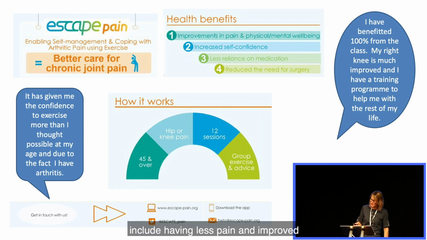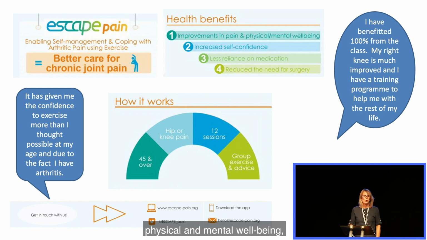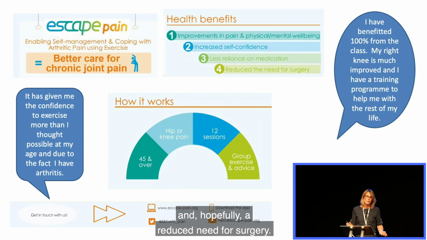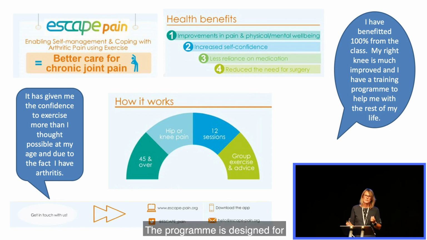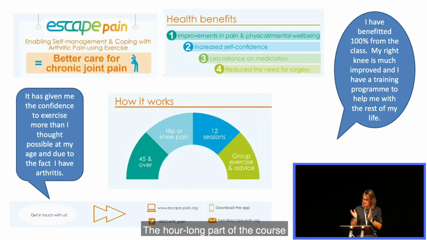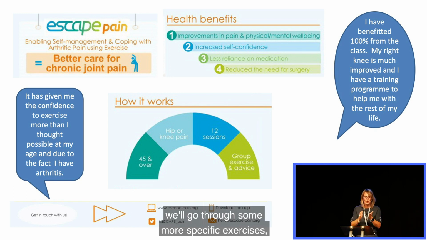Health benefits that are reported include having less pain, an improved physical and mental well-being, increase in self-confidence, less reliance on medication, and hopefully a reduced need for surgery. The programme is designed for the over 45-year-old population, and it's run over a 6-week period with twice-weekly sessions equaling 12 sessions in total. The hour-long part of the course has 20 minutes where the group will go through a discussion topic that is relevant to osteoarthritis. So this might be pacing your activity or greater detail on using painkillers. And then the other 40 minutes of it will go through some more specific exercises which are meant to be progressive in nature over the 6 weeks that the programme will run.